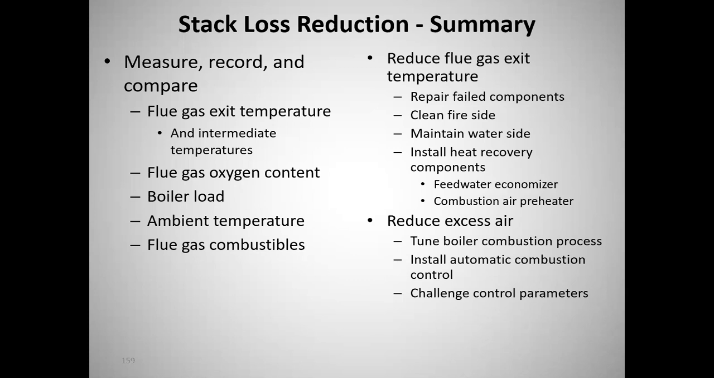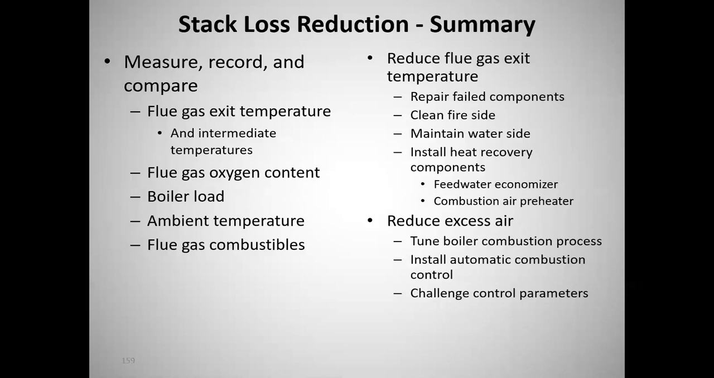We can reduce flue gas exit temperature. Then all of these things could do that. Repair, we have baffles failed, clean the fire side, maintain the water side, install heat recovery components. We've got actually two types of economizer. We've got the standard, which would get us to 250, 300, and then we have the potential for a condensing economizer, which could lower that flue gas temperature down to 100 degrees.